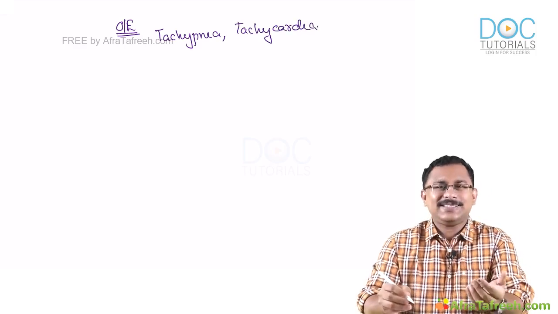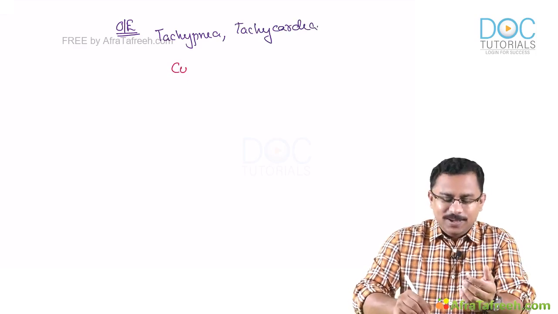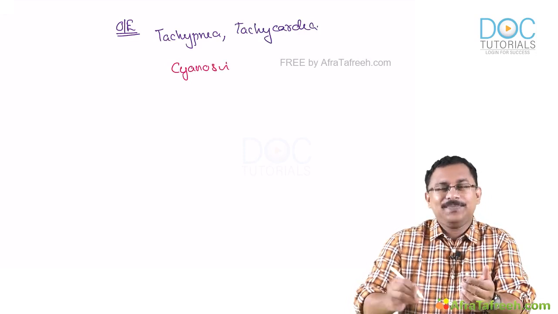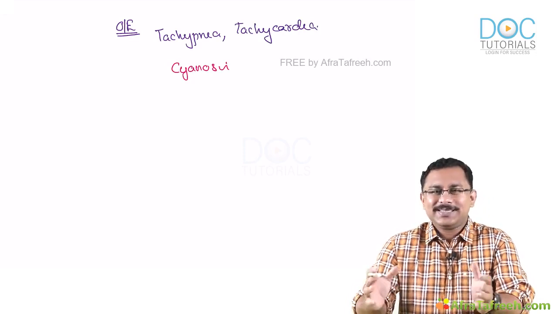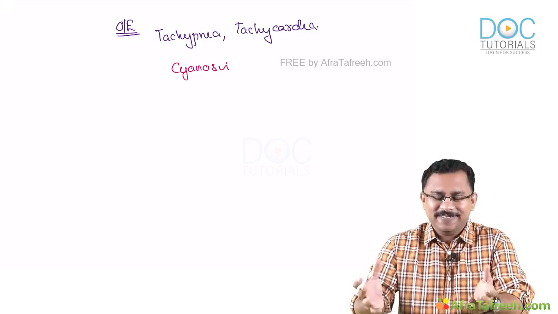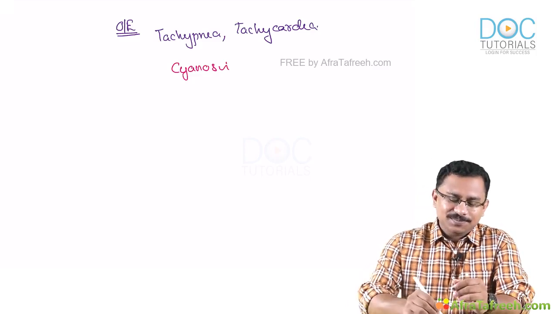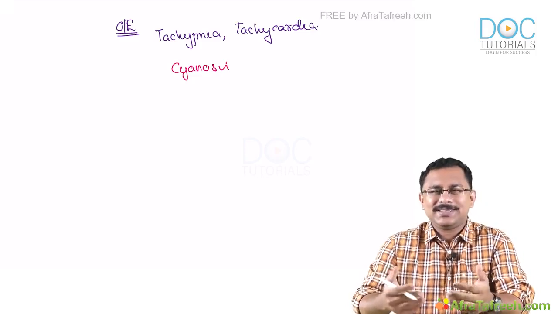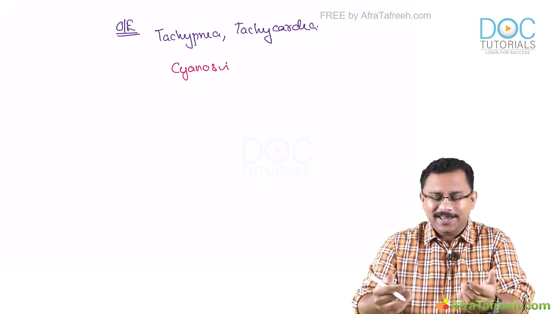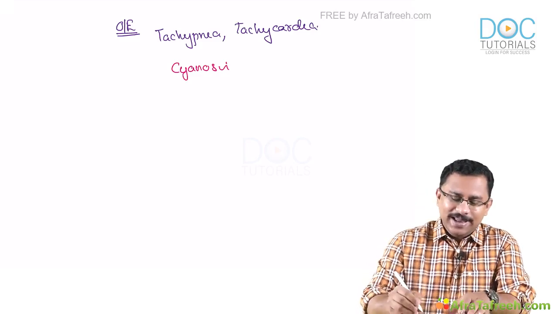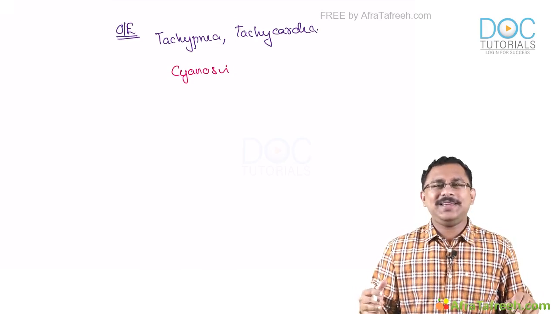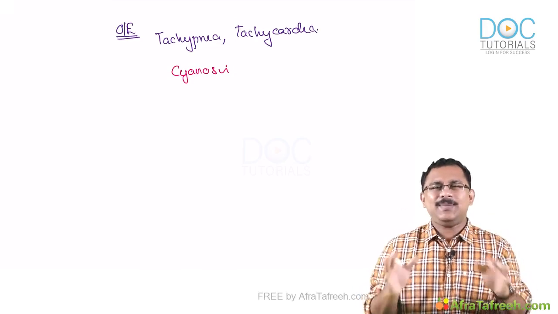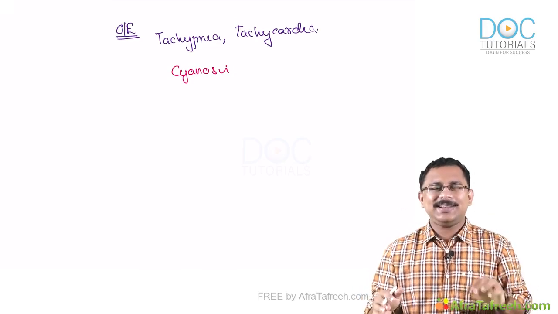And if it is a tension pneumothorax, you might be able to see the cyanosis as well, because the tension pneumothorax is the one which is more severe. And when you look at the patient, there is too much tachypnea. Then what are the examination findings in the respiratory system?